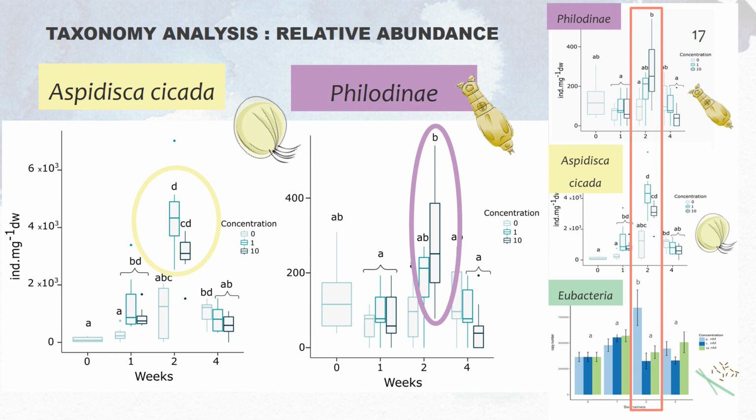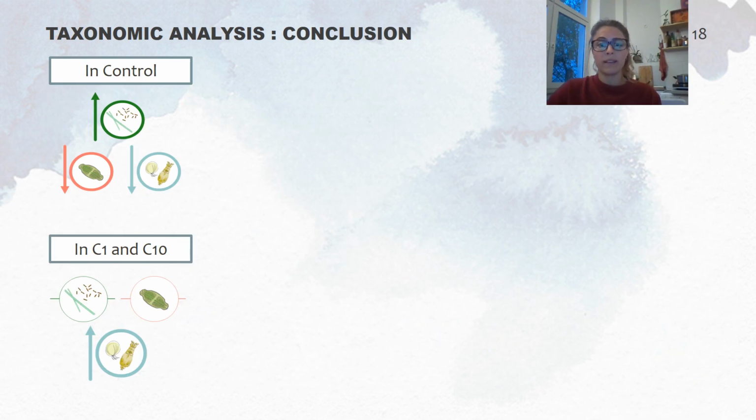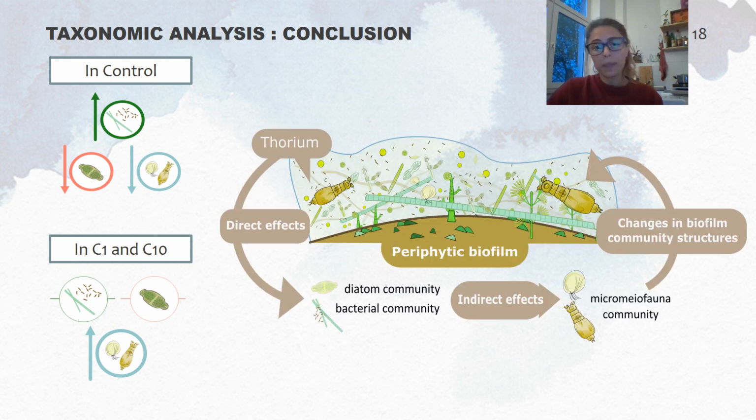Let us remember the number of the 16S gene copy which I presented you before. Here it's a histogram, but it's the same data. And we can observe an opposite pattern, so the thorium could have an indirect effect on micromeiofauna through direct effects on bacterial community. So to conclude this taxonomic analysis part, we have seen that the thorium can impact the number of total individuals in the different microorganism communities observed, and that the thorium can also impact the taxonomic composition of these communities by direct effects, like for bacteria, and indirect effects, like we saw for the micromeiofauna.